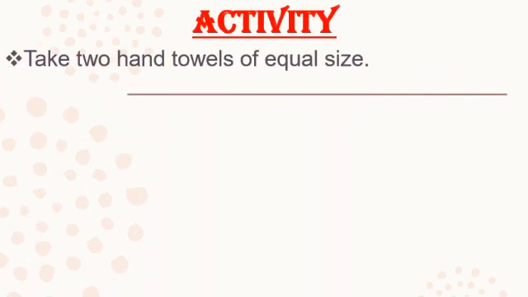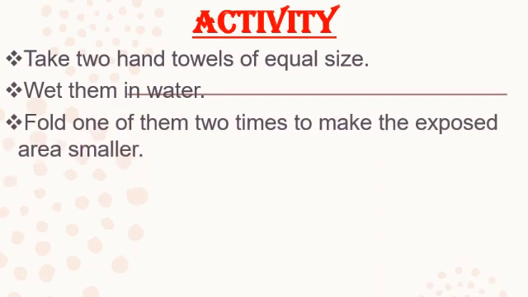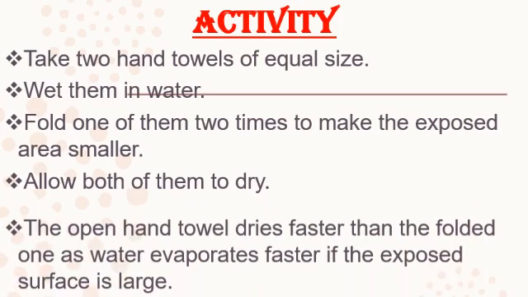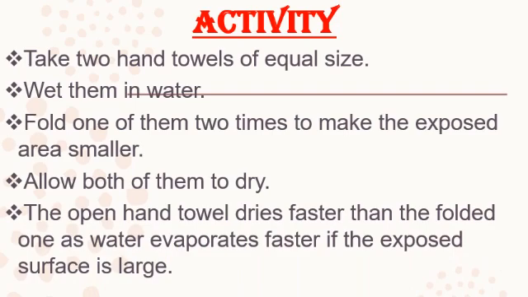Another activity, take two hand towels of equal size. Wet both of them in water. Fold one of them 2 times to make the exposed area smaller. Fold it twice or thrice. Allow both of them to dry. One keep open only and one fold it. The open hand towel dries faster than the folded one as water evaporates faster if the exposed surface is large.